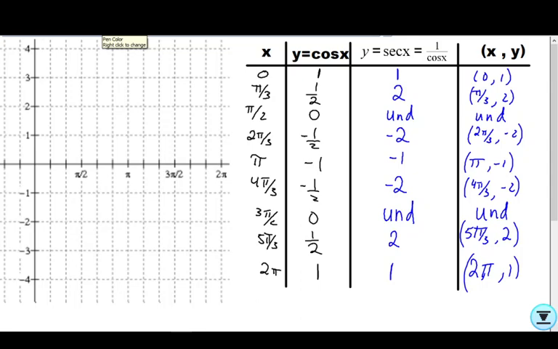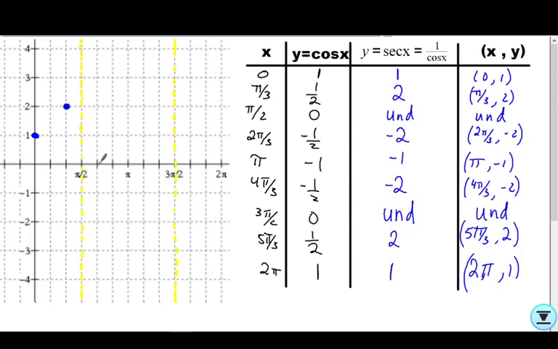And again, I would start by graphing your asymptotes. It makes it quite easy. So pi over 2 and 3 pi over 2. That's where our asymptotes are, where secant is undefined. Then its function starts at 0, 1. Then pi over 3, 2, which is right here.